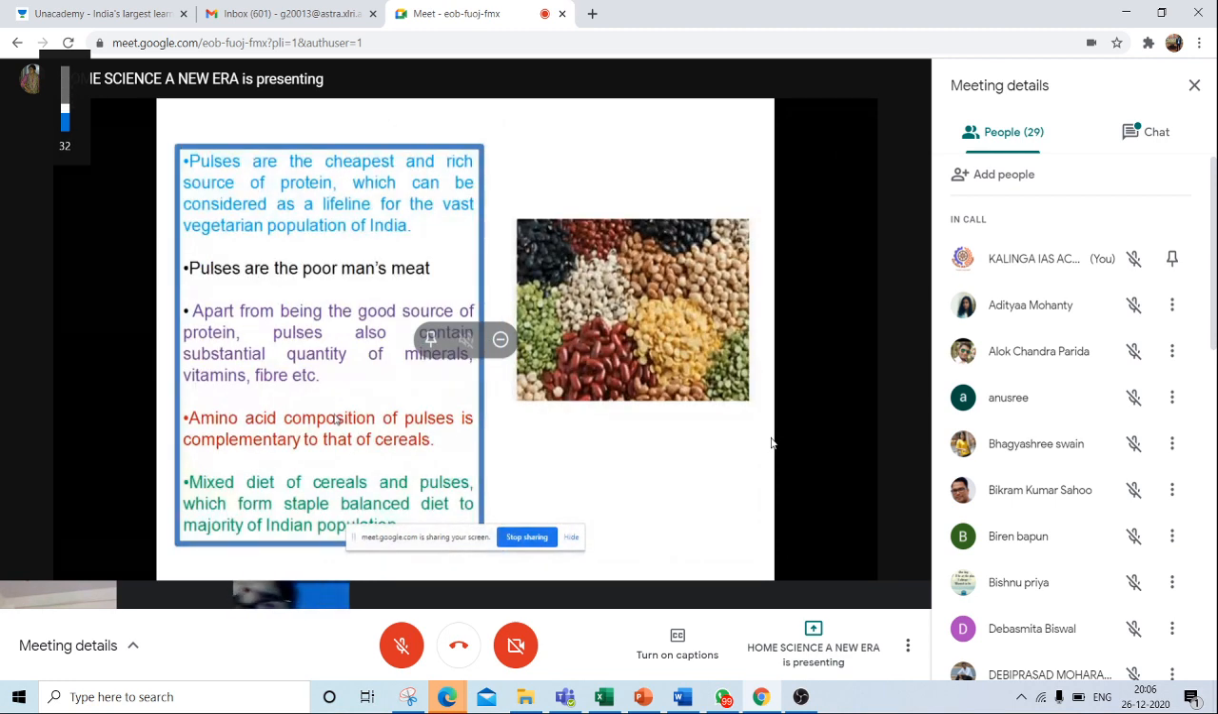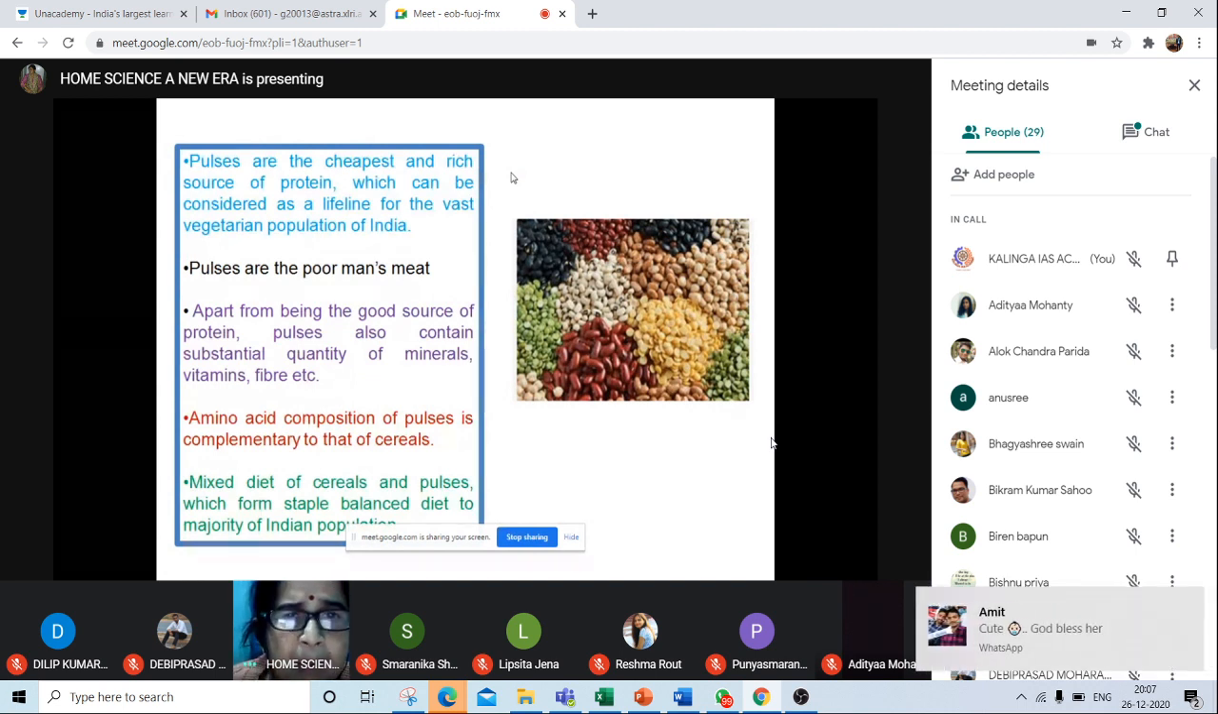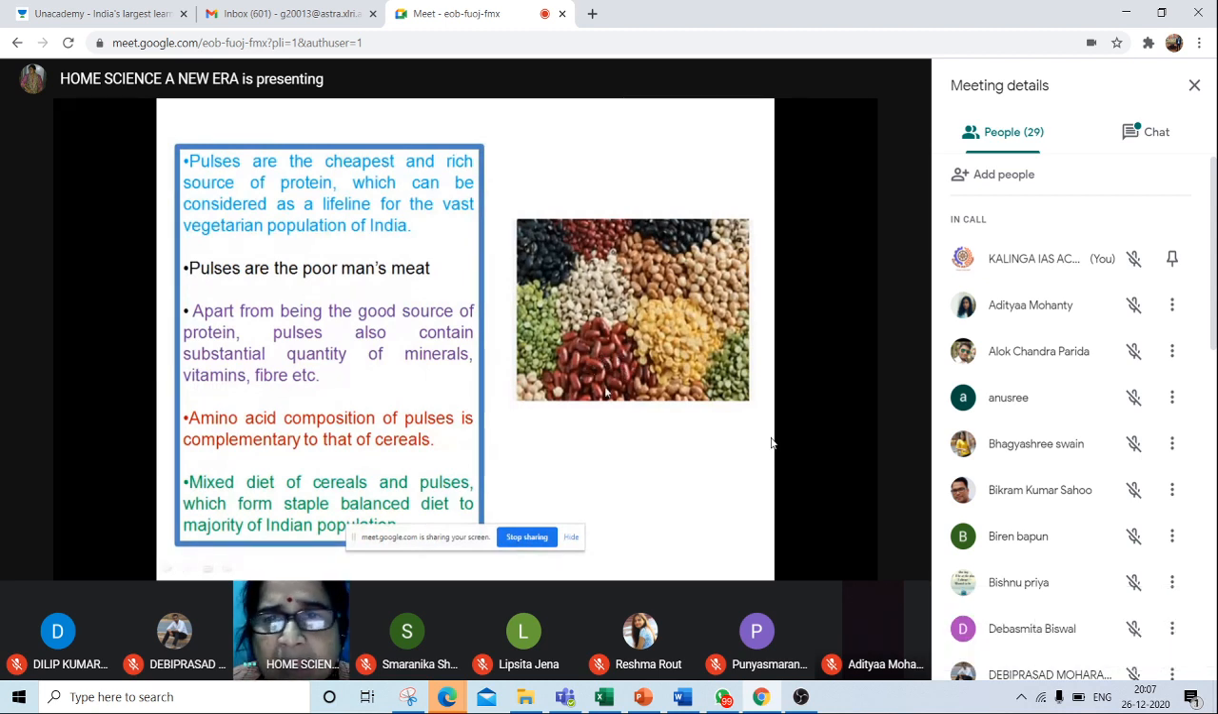And these pulses are the cheapest and a rich source of protein, which can be considered a lifeline for the vast vegetarian population of India. Another name we know is poor man's meat. Apart from being a good source of protein, pulses contain a substantial quantity of minerals, vitamins and fibers.